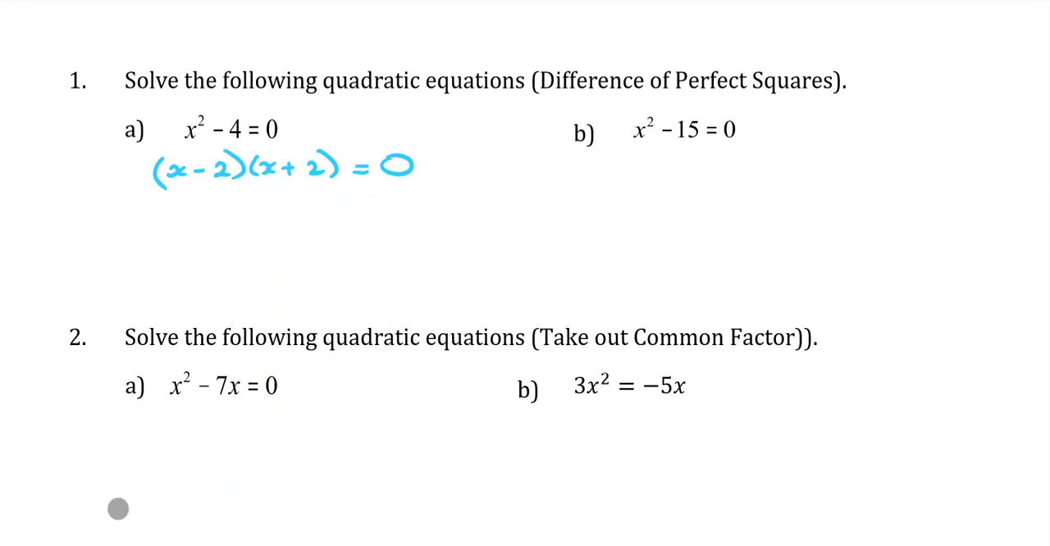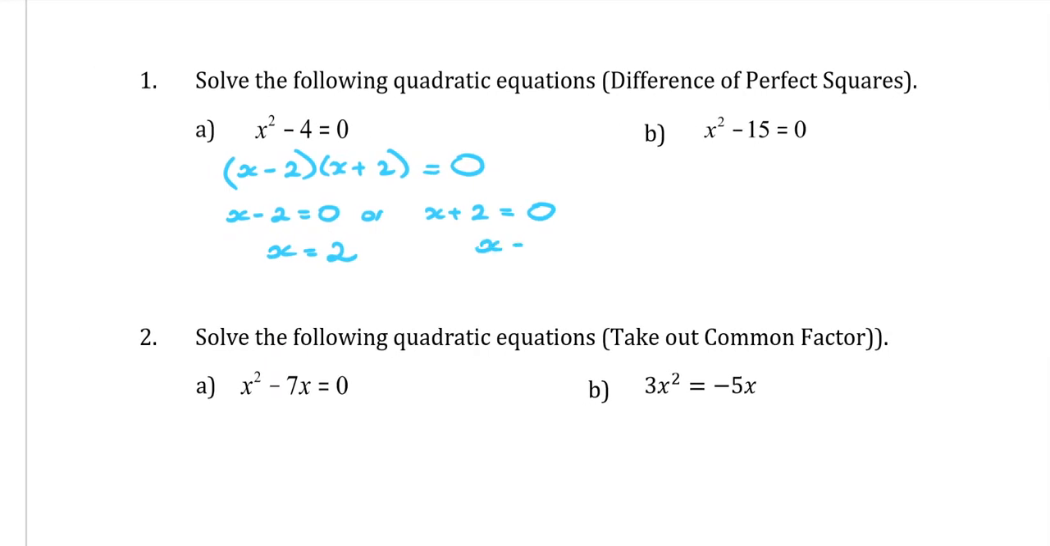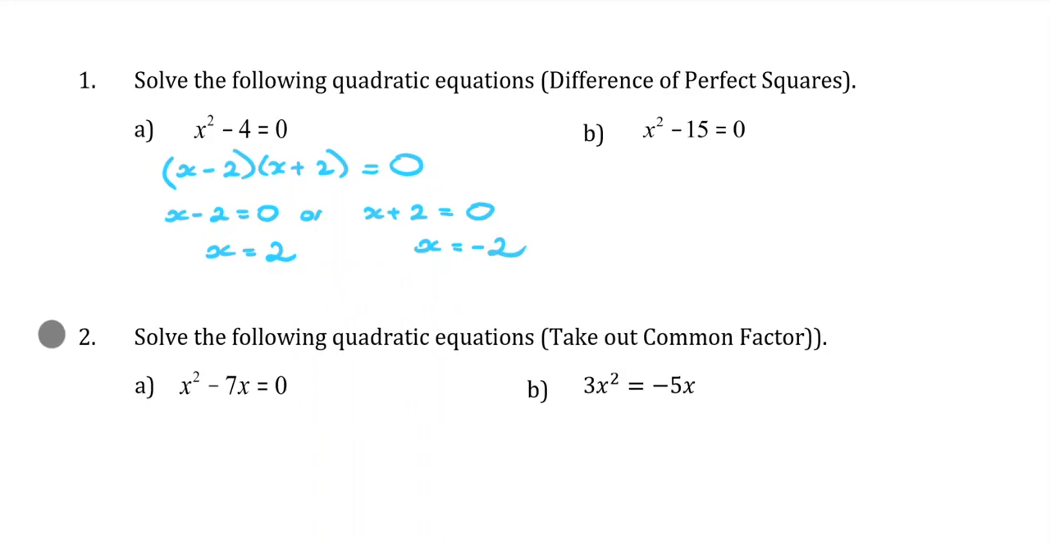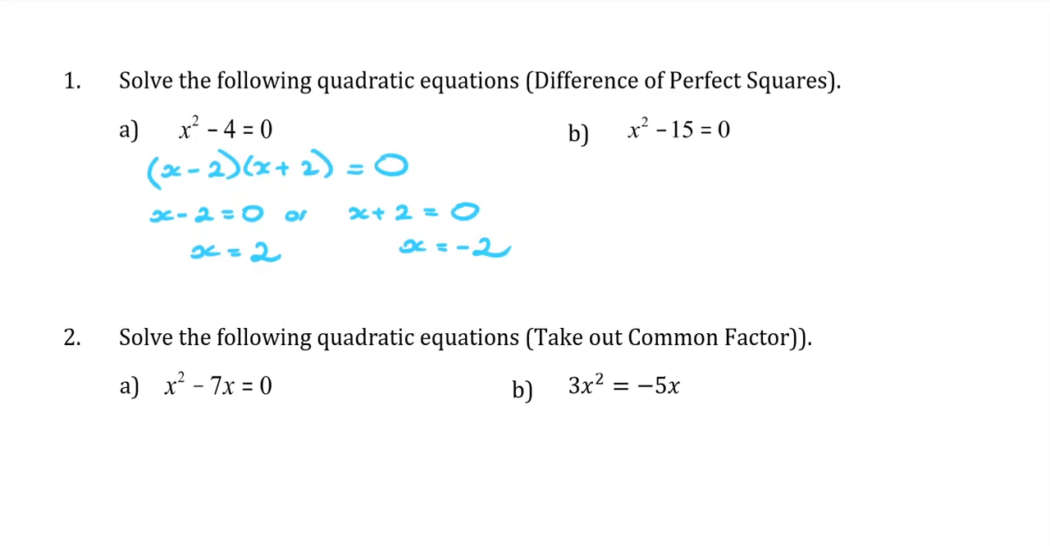Then using null factor law, either x minus 2 equals 0 or the x plus 2 is equal to 0. Solving that first equation, we get x is equal to 2. Solving the second equation, we get x is equal to minus 2. Now, if you've done this before, you may go straight from this line to this line as long as you understand the concept. Let's try again in part B.